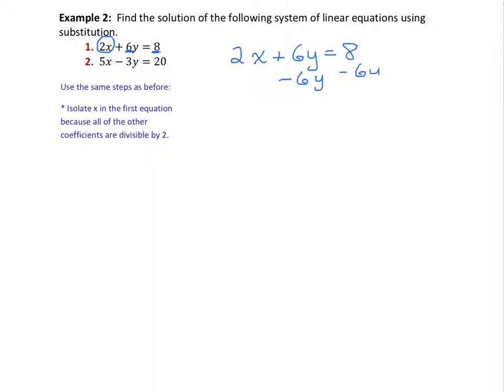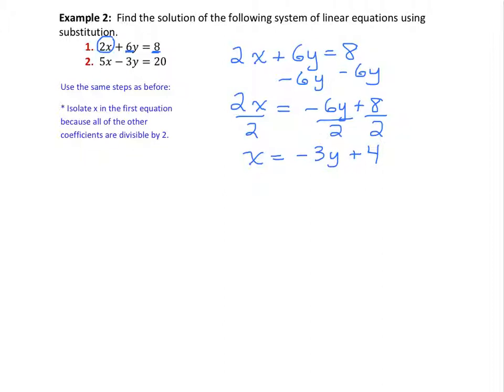So if I have 2x plus 6y equals 8, to get the x term by itself, we are going to subtract 6y from both sides. That leaves us with 2x equals negative 6y plus 8. Now we can go ahead and divide by 2, and we have to divide every term by 2. That leaves us with x equals negative 6y divided by 2 is negative 3y, and 8 divided by 2 is positive 4. So now we have an expression for x. x is equal to negative 3y plus 4.